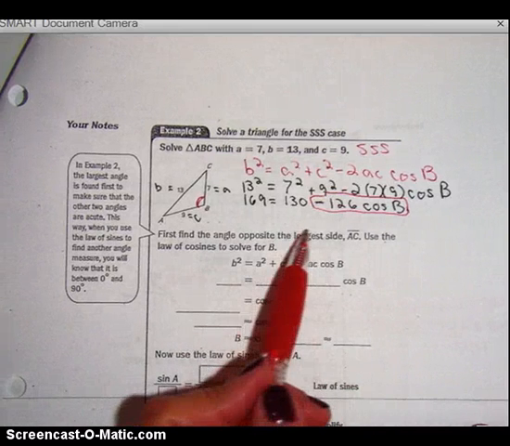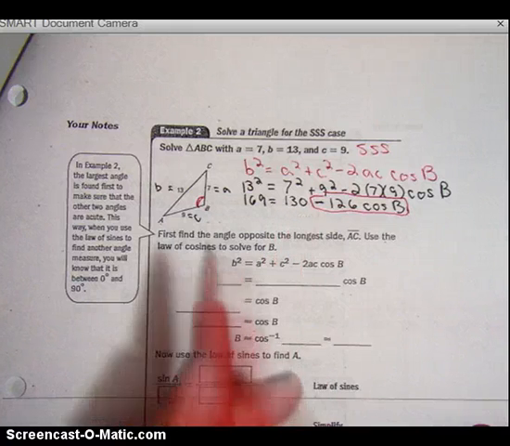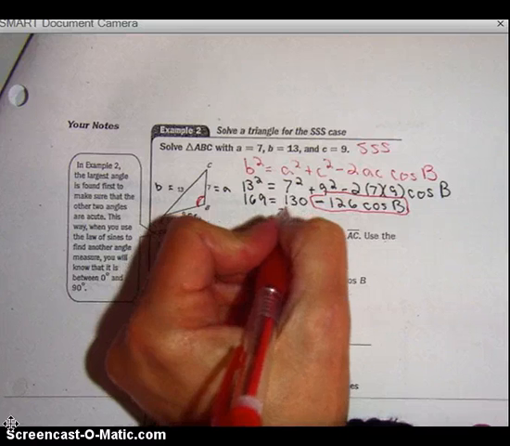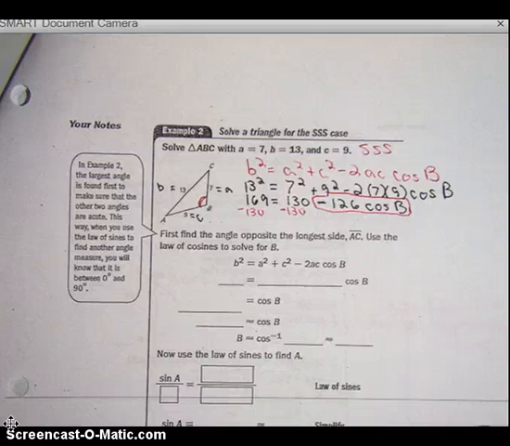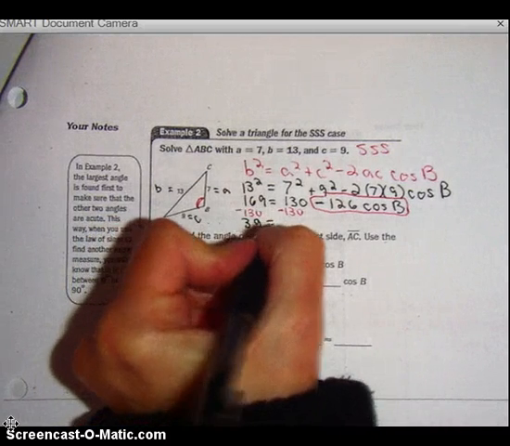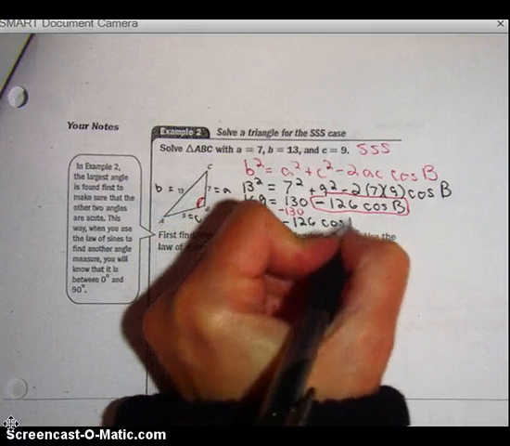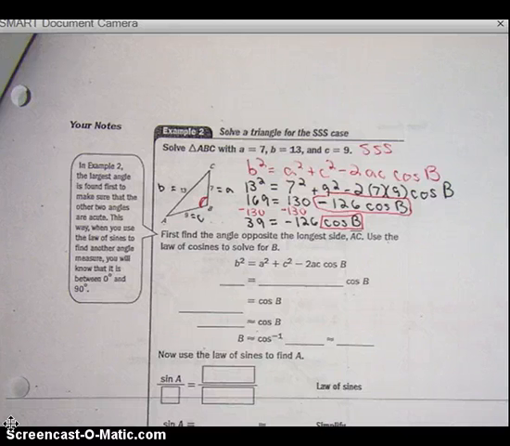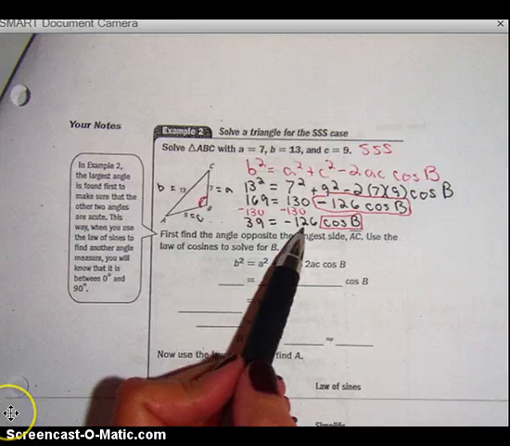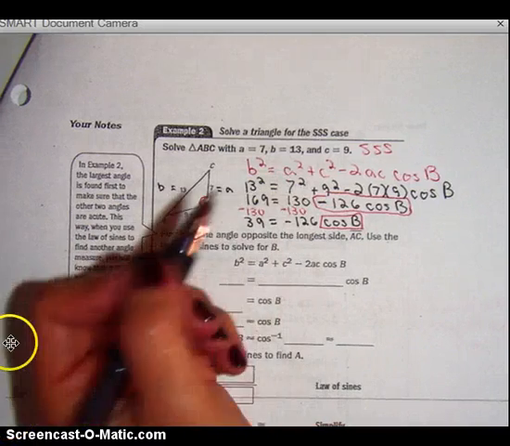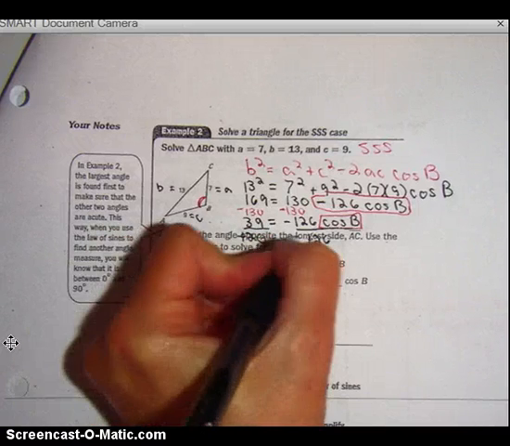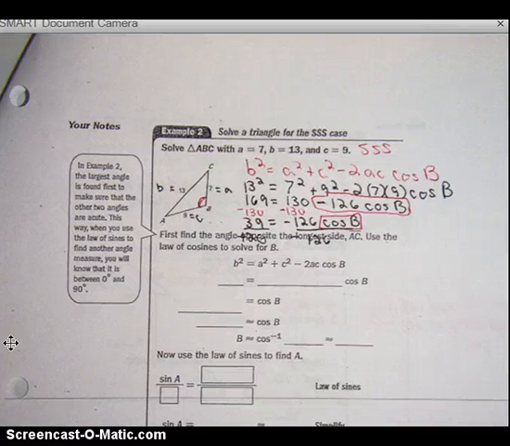At this point, where we are right now, we're going to box this in and we're going to get rid of the 130. Nat, how do we get rid of the 130? Yes. So we have 169 minus 130, and that's going to be 39, equals negative 126 cosine B. Okay, now we're going to box in cosine B. And then Sierra, how are we going to get rid of the negative 126? Divide. Very good. So we're going to divide both sides by negative 126. So 39 divided by negative 126.